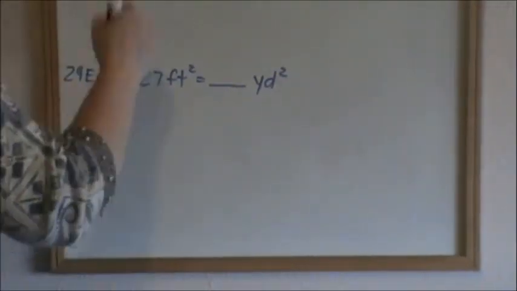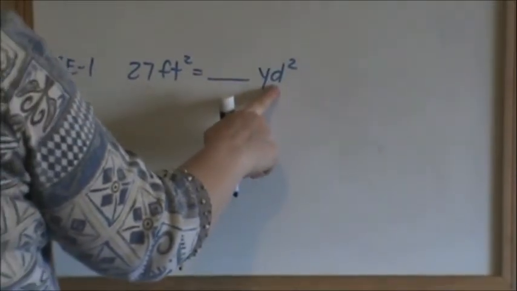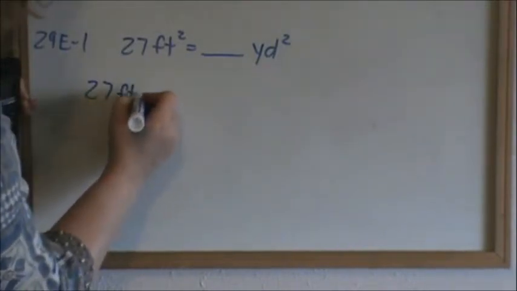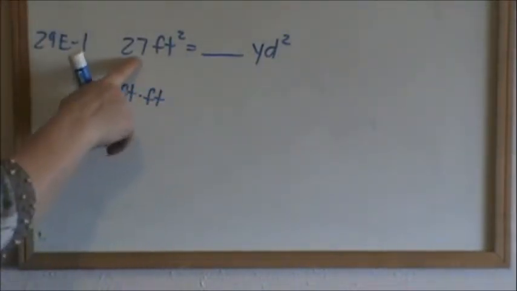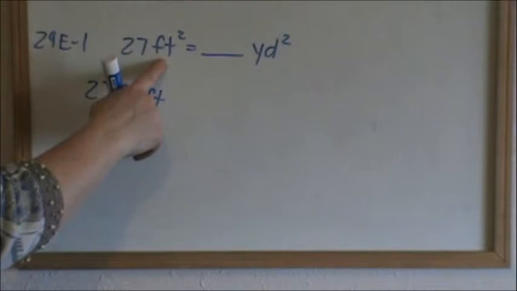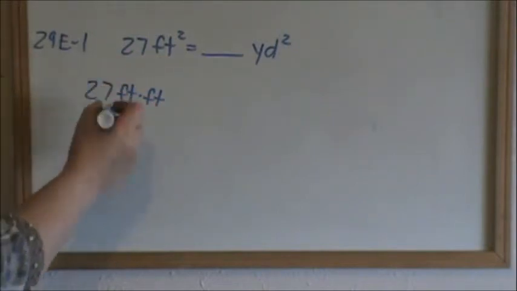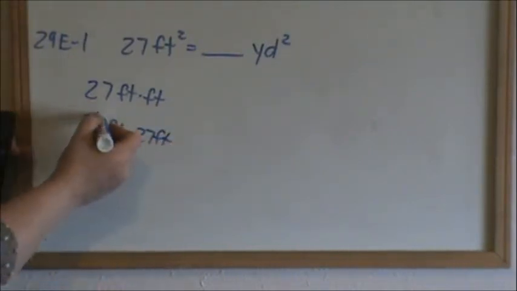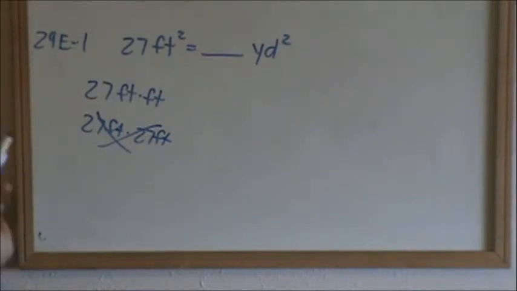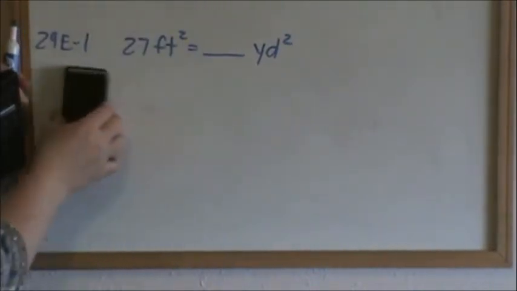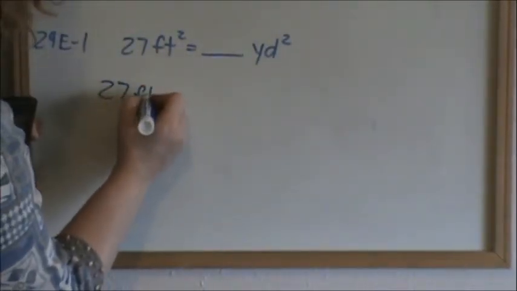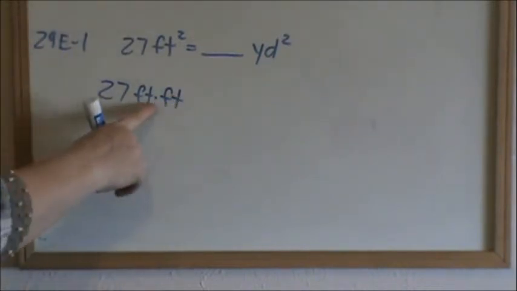We want to go from square feet to square yards. Okay, starting with 27 square feet. So I'm going to rewrite my feet as feet times feet. The number stays the same. Your 27 is still 27. Your feet is the only thing that is squared, not the 27. Do not write 27 feet times 27 feet. That's not correct. That's wrong. The 27 is not squared. Only the unit is squared. Only the foot is squared. So it's 27 and then only the feet is squared. Square foot. Feet times feet.